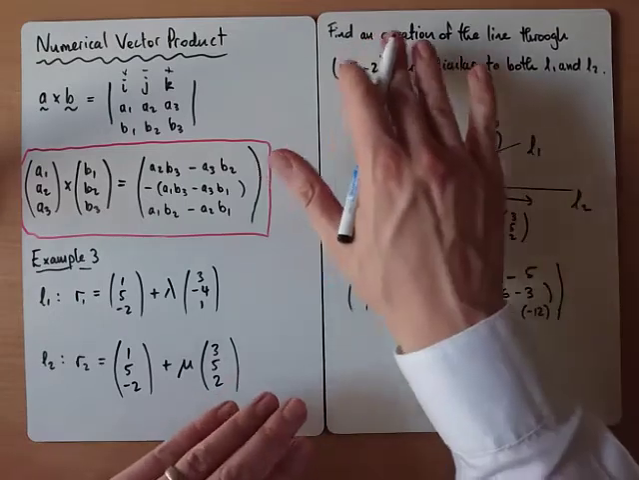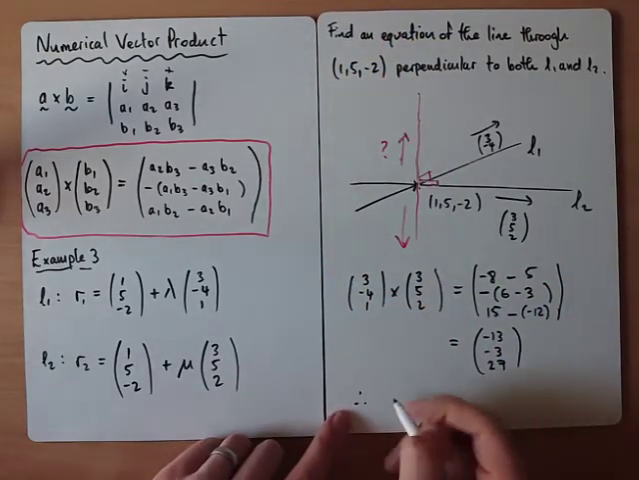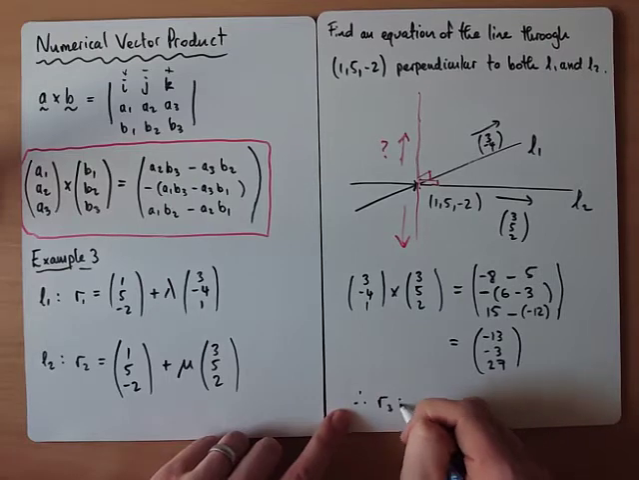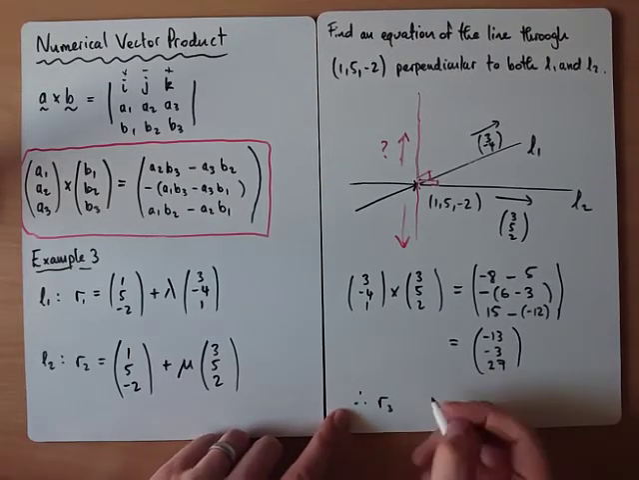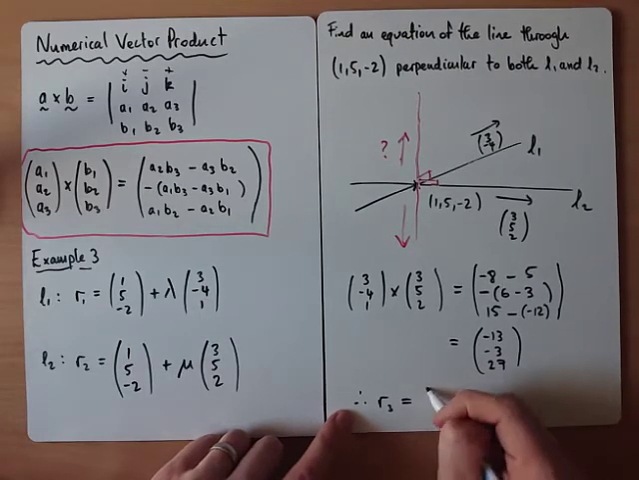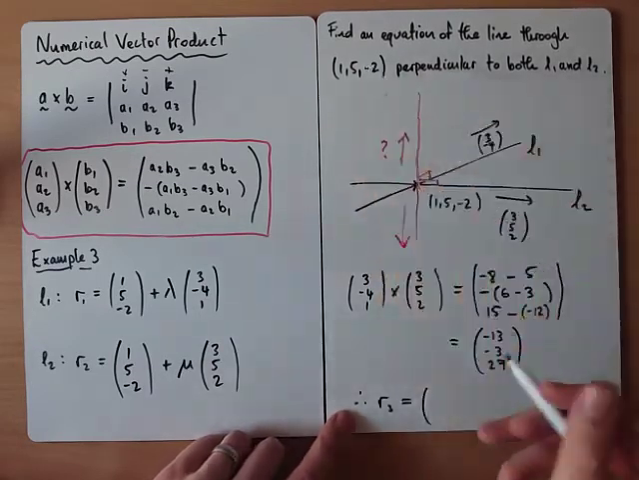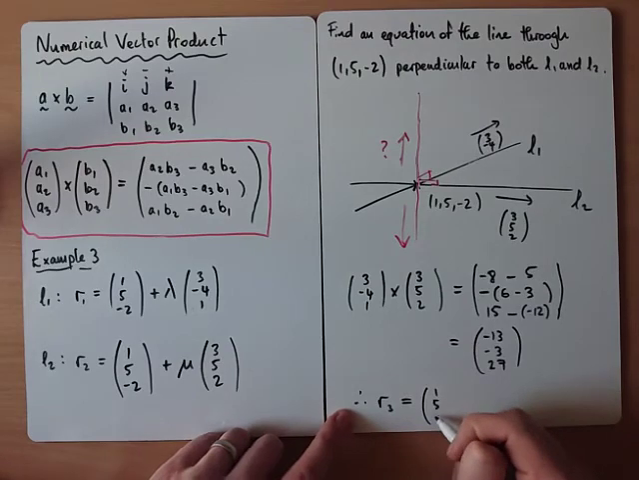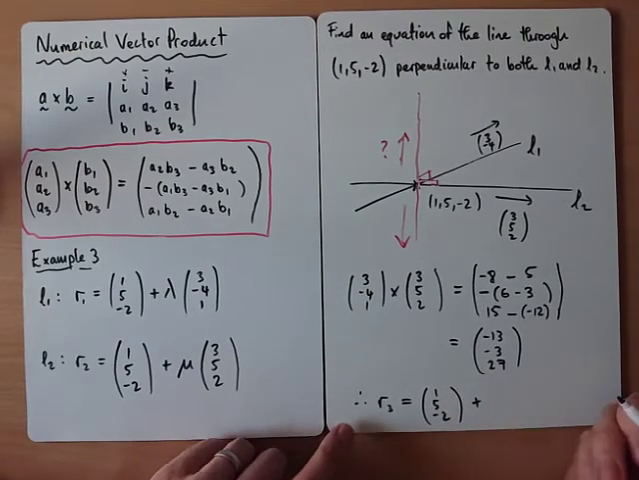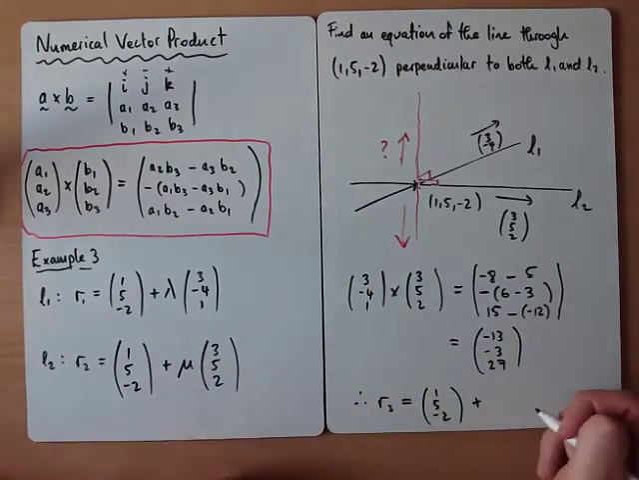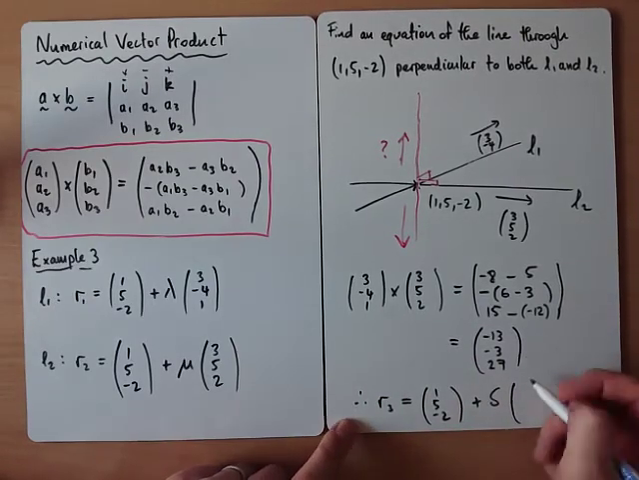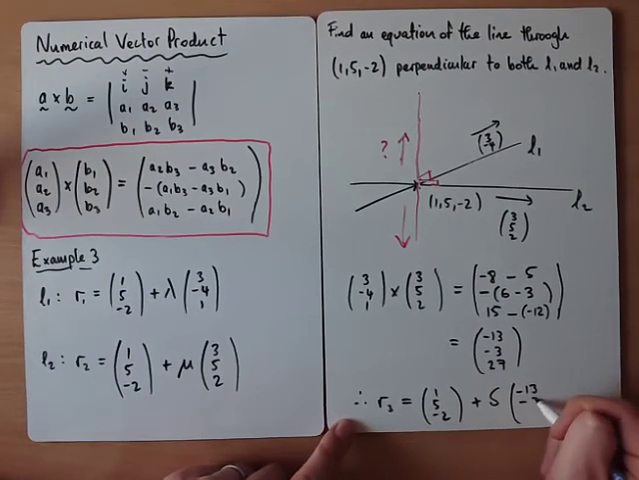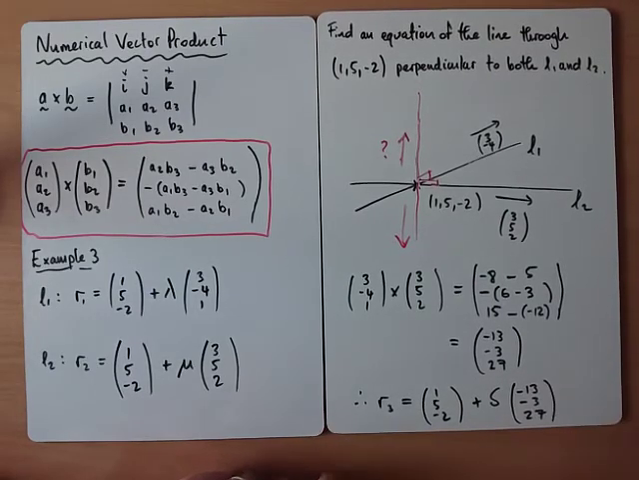Basically, we just need to actually write down the equation of the line. So let's say therefore R3, oops, I should write it as R equals. So R3 would be the point on the line. Well, we know the point it goes through is (1, 5, -2). Plus a constant, lambda, mu, let's use a different letter, it doesn't really matter, I'll use delta, times (-13, -3, 27). Okay.